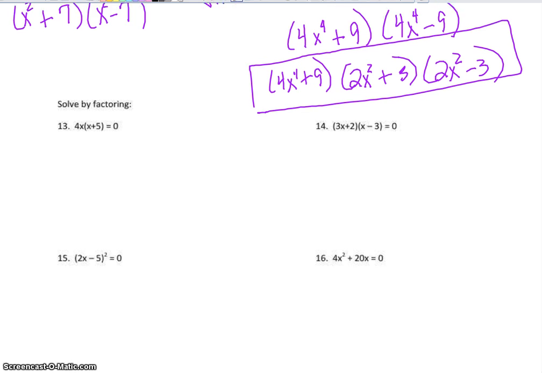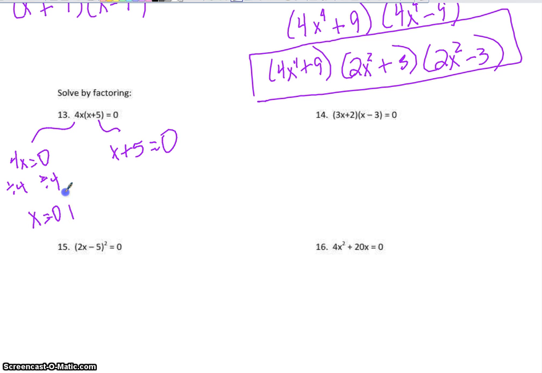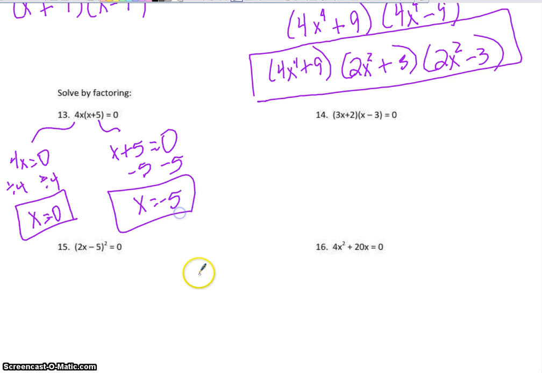Number 13, this is what we did yesterday, solve by factoring. You've got to turn it into 2 equations. You're going to bring this 4x and set it equal to 0, and you're going to bring this x plus 5 and set it equal to 0. Divide by 4, and you get x equals 0. Subtract your 5, and you get x equals -5, and you're done.